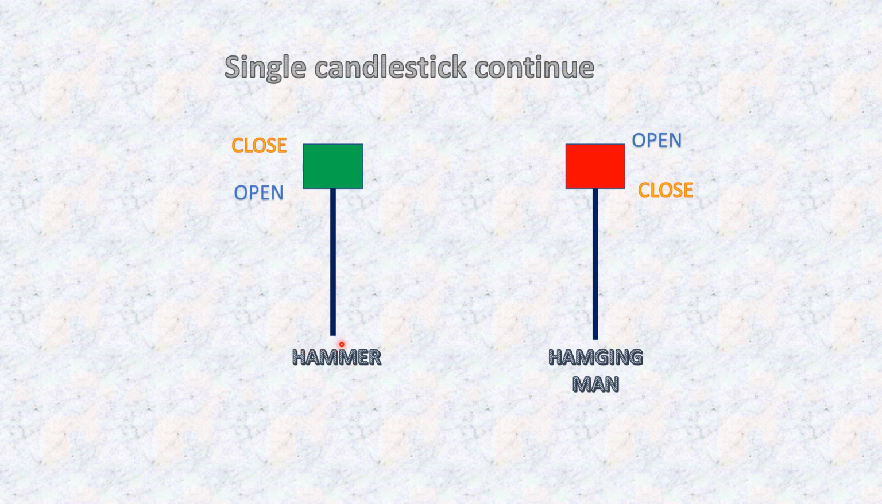The hammer candle is seen at the end of a downward trend. The price opens at this point and decreases all the way to here. Then the buyers overcome the sellers and push the price back to this point, and past this point, and it closes above the open price. And so we see the buyers have more power in the market.